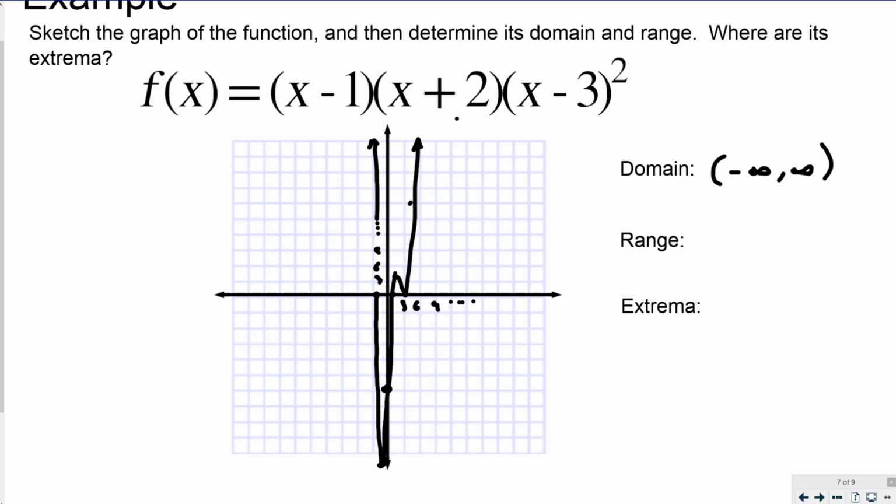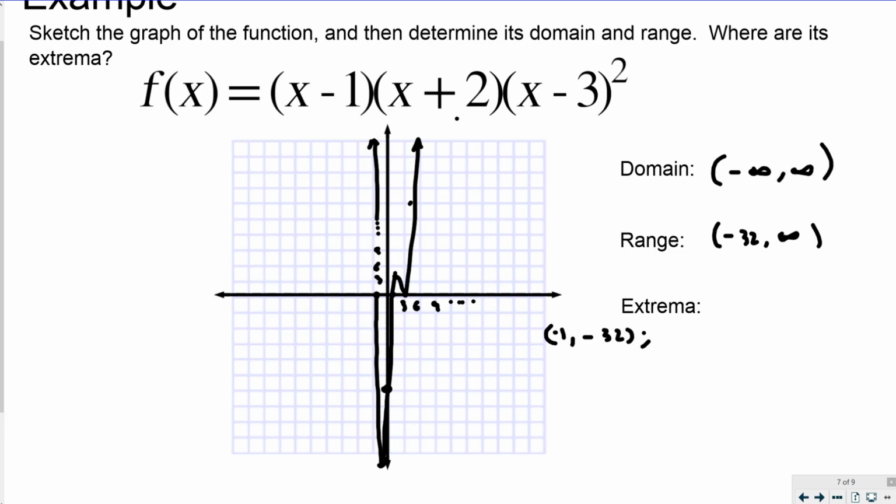So, range, the lowest point, by the look of it, was my minimum of negative 32. So the range would be negative 32 to infinity. Extrema. In this viewing window, I have a couple extrema. I've got that minimum, negative 32, 1, negative 32, negative 1, negative 32.